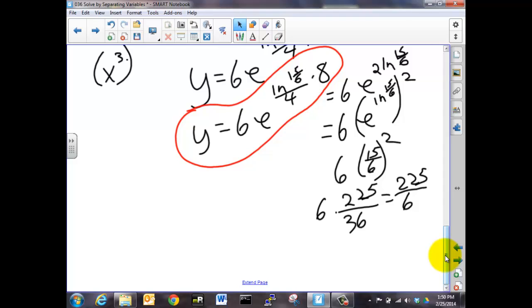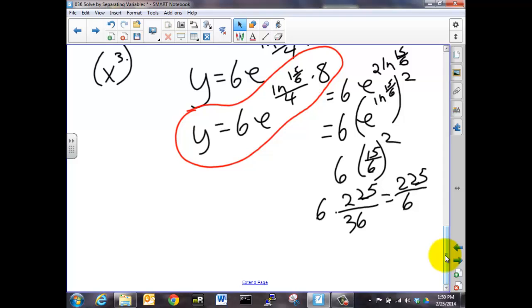I'm doing e to the ln of a power. e and ln are inverses of one another, so if I take the ln of something and then raise it to the e power, I just get back to where I started from. Okay, how does that feel?